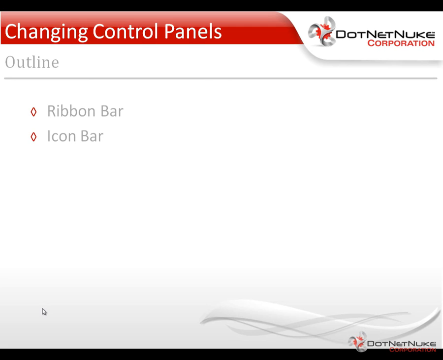If you've upgraded your DotNetNuke site from an older version of DNN prior to version 5.4, then the icon bar would be your control panel selected by default. So you would need to change to use the new ribbon bar control panel. In a previous video, we went through and discussed the various features of the ribbon bar control panel. But in this video, I'll show you how to switch between the ribbon bar and the icon bar control panels. So we're going to go ahead and switch over to our DotNetNuke website.